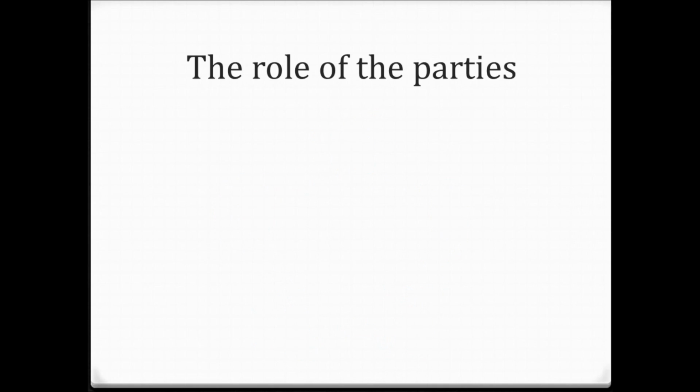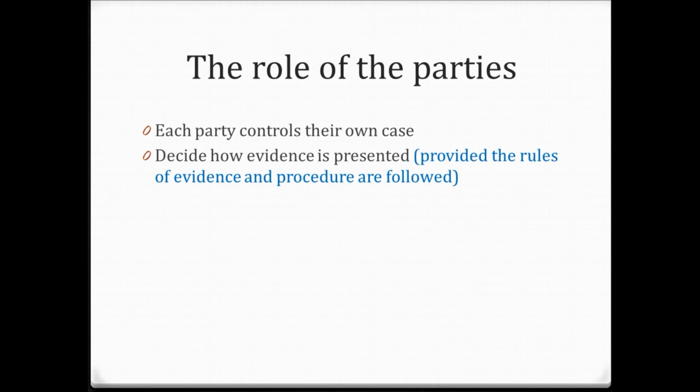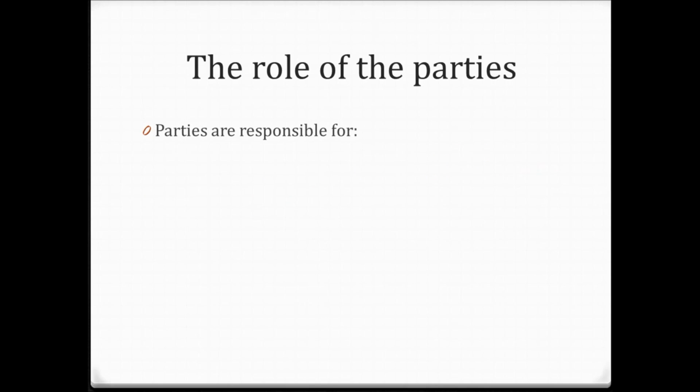Okay, so firstly, the role of the parties. In the adversary system, each party has control of their own case. They get to decide how evidence is presented, provided the rules of evidence and procedure are followed. They get to prepare their own case and present it. This is known as party control. So you may see it referred to either as the role of the parties or as party control in the adversary system. In the adversary system, parties are responsible for instigating the proceedings.